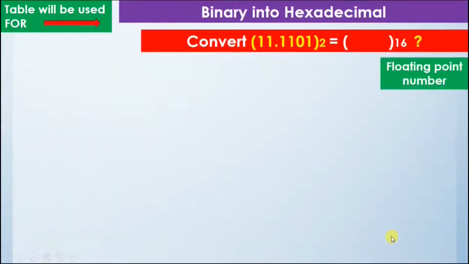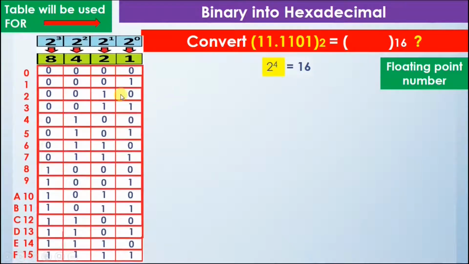So in the next example, we will see how to convert a binary number into a hexadecimal number using a floating point number. We know that 2 raised to the power 4 is equal to 16, so we will have a table that has 16 rows and 4 columns. Now we write the value here: 11.1101.